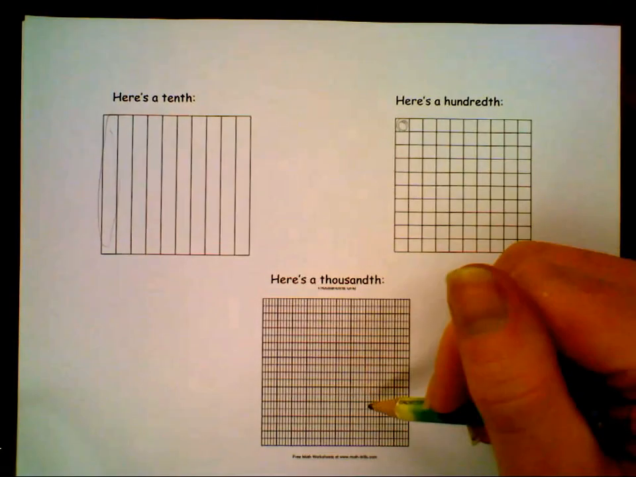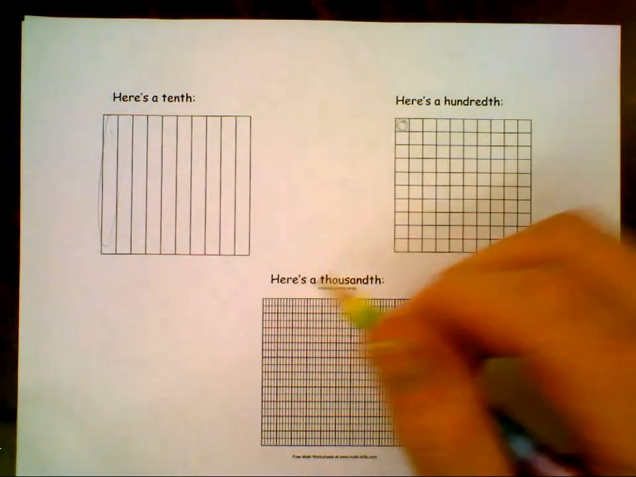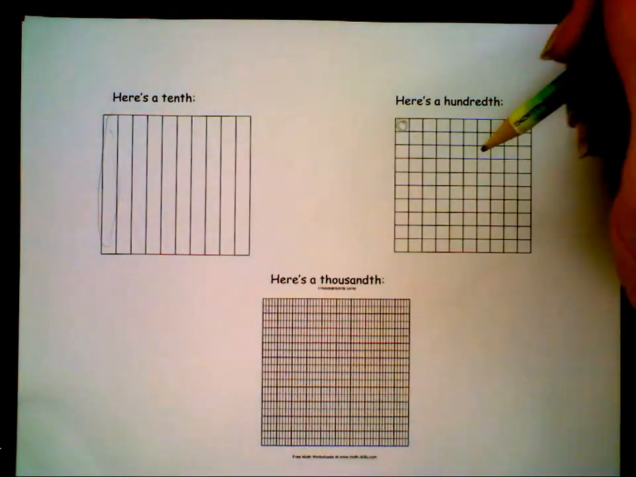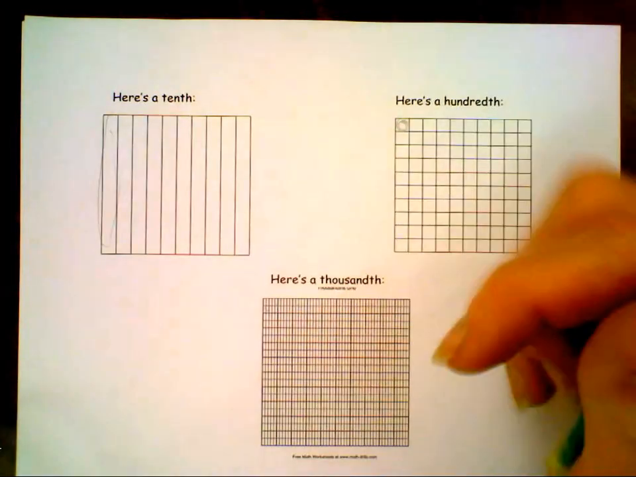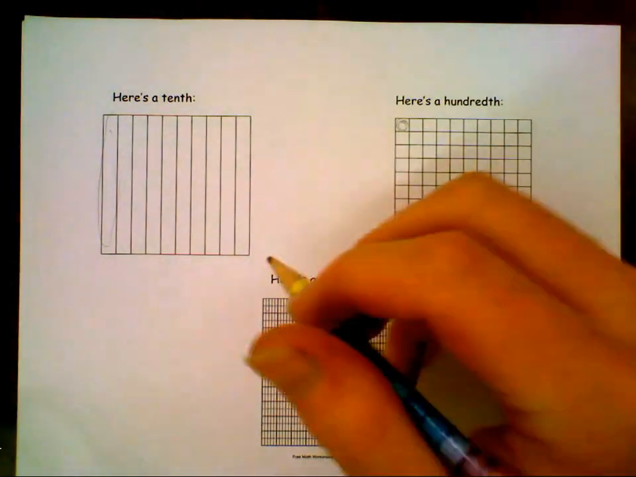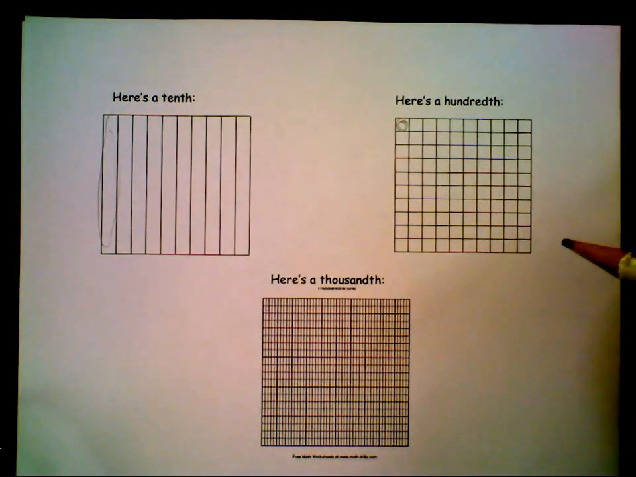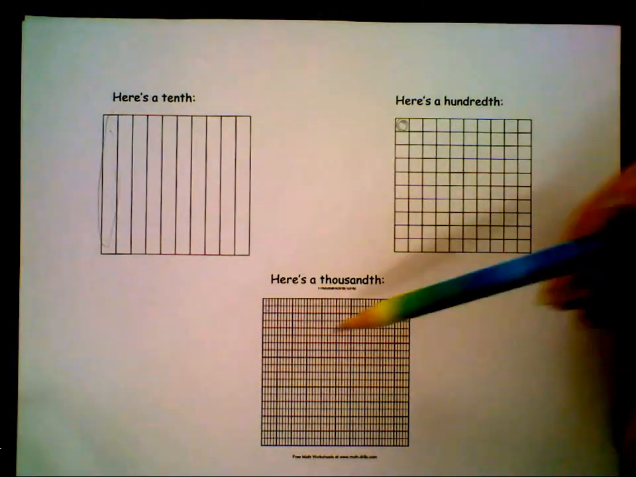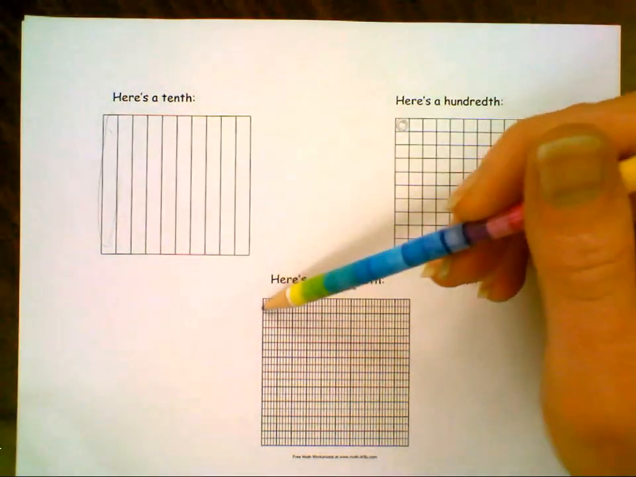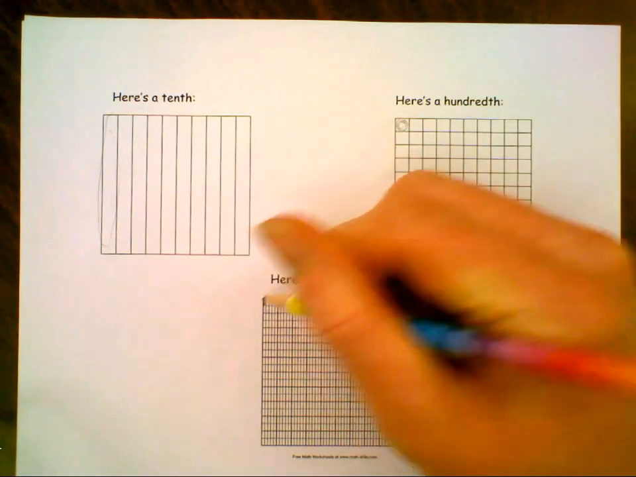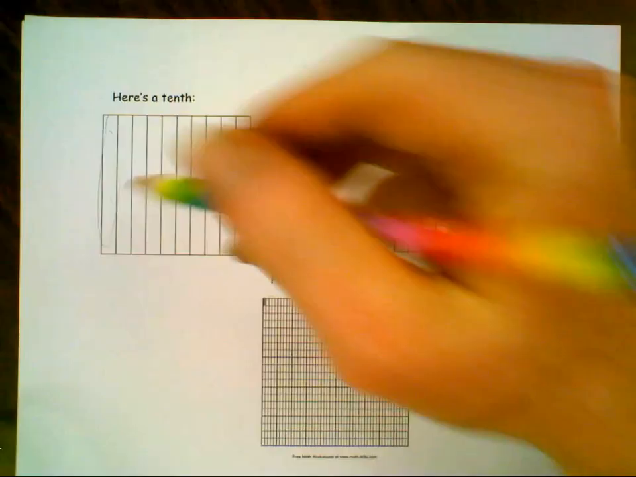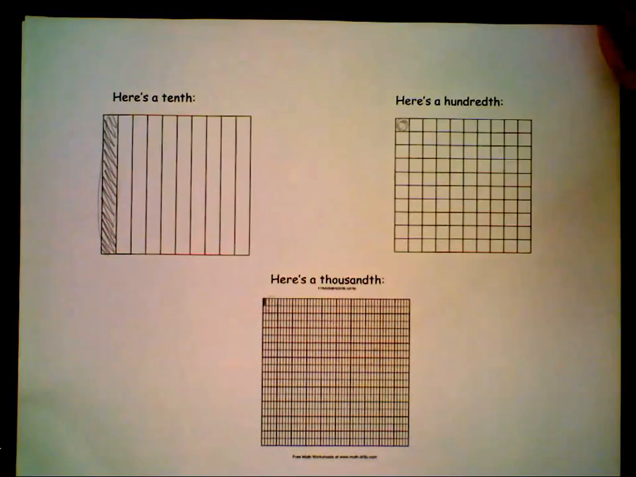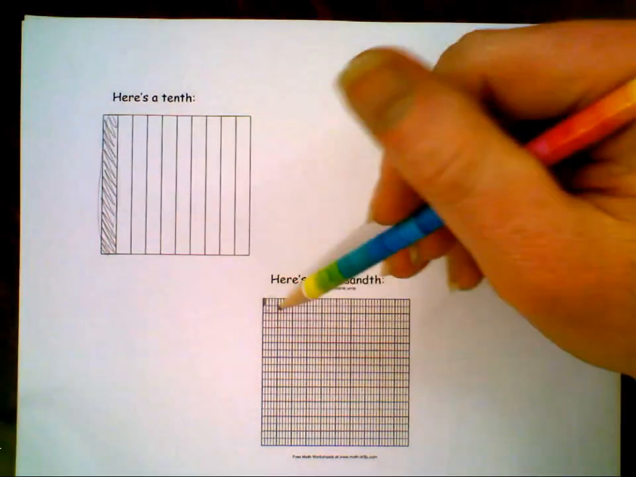These now have these boxes divided into tens. We have divided what we had here into 10 pieces each, and now we've divided each of these into 10 pieces each. So one of these small pieces is 1/1,000th. So as you can see, a tenth is a lot bigger than a hundredth, which is a lot bigger than a thousandth.